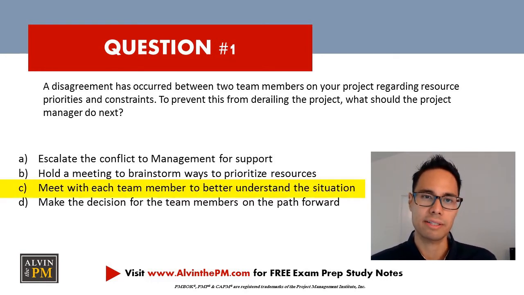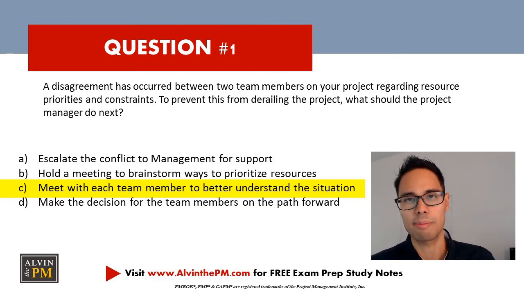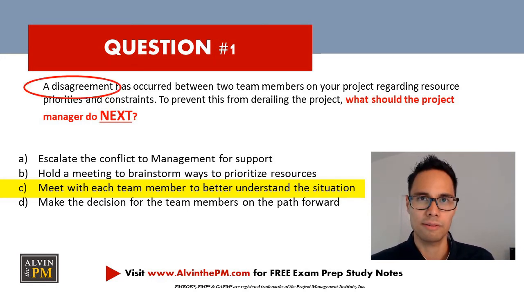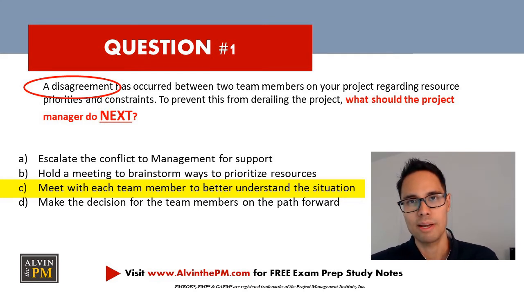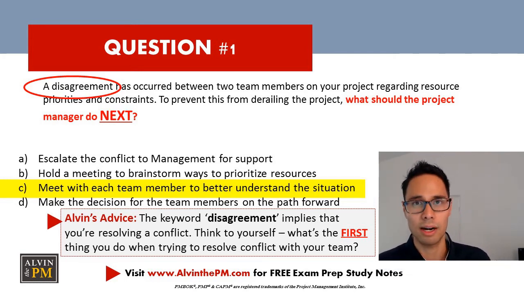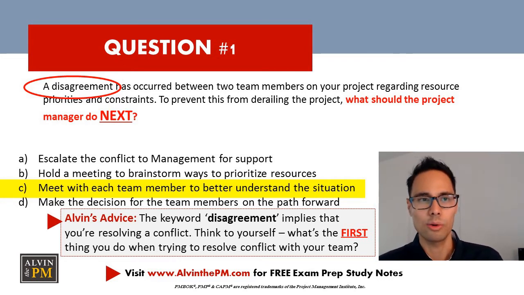This question is asking what is the next thing that the project manager should do. There is a disagreement or some kind of conflict between two team members on your team. So in other words, what is the very first thing that you should do to resolve this conflict? You first want to understand the context of the conflict by first meeting individually with each team member in person before you take any kind of action. Remember, you never take action first. You need to evaluate and assess the background first. Key emphasis on this.